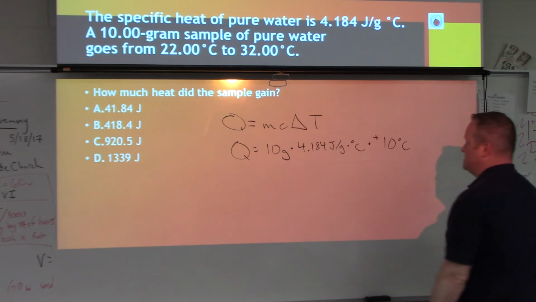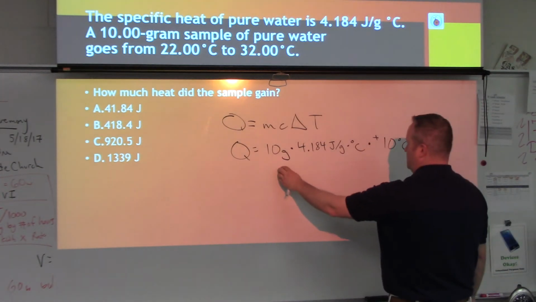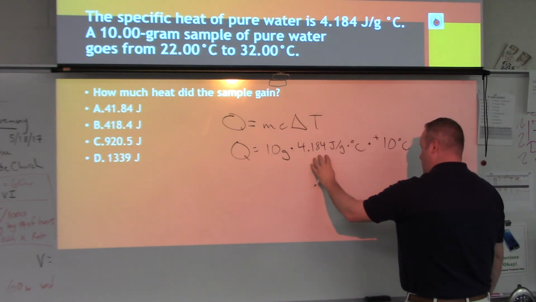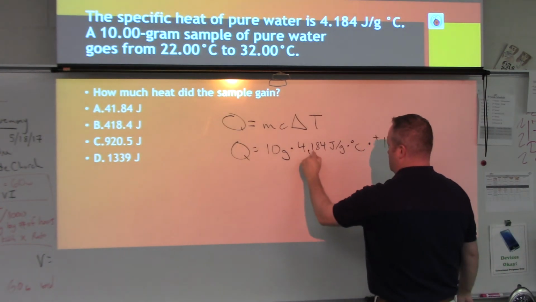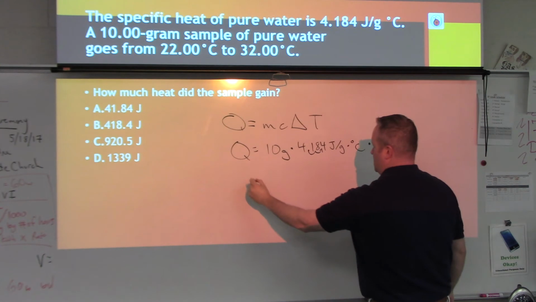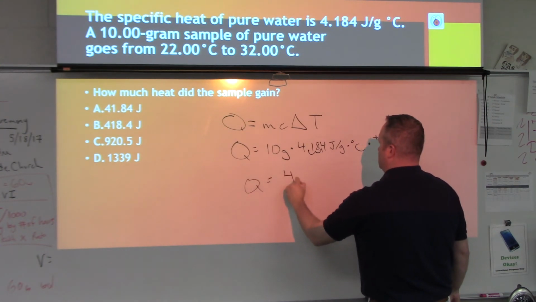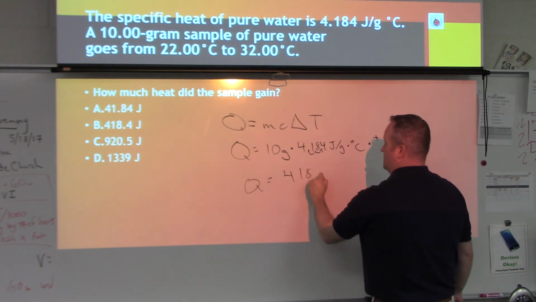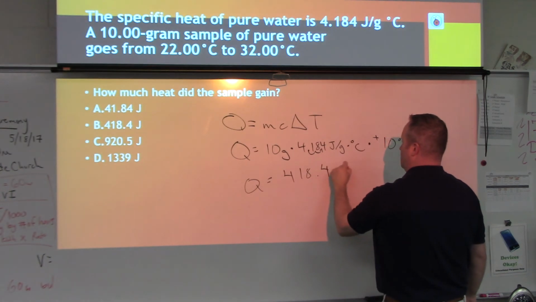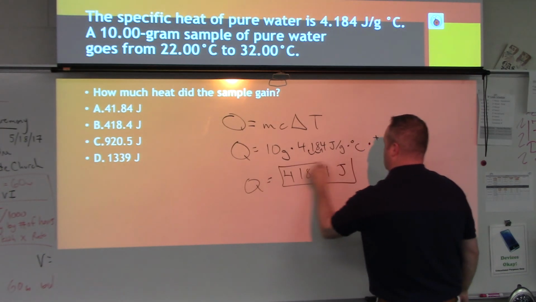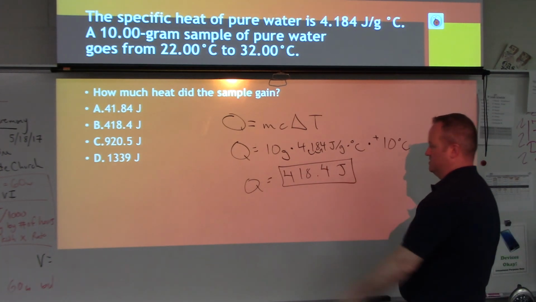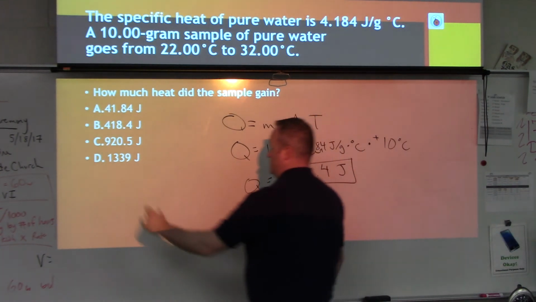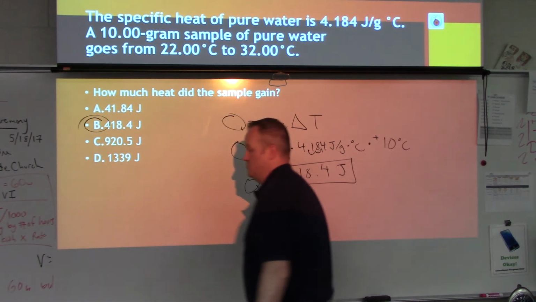All right, so what I'm basically doing here is I'm multiplying 10 by 4.184 times 10 again. 10 times 10 is 100, so that's like moving the decimal place over 2 times. So my energy is 418.4 joules. Now this one was actually quite easy because I'm multiplying by multiples of 10 here. So my answer choice for this one is B.